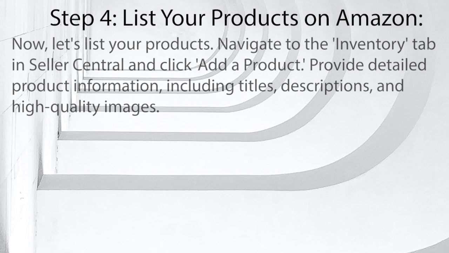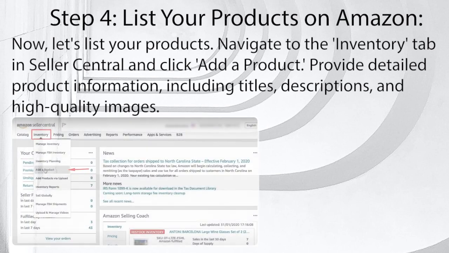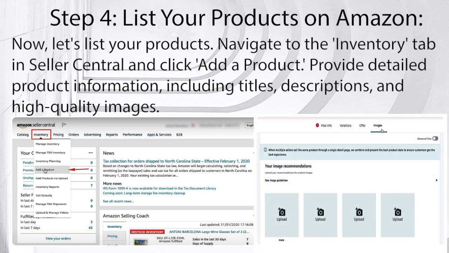Step 4. List your products on Amazon. Now, let's list your products. Navigate to the Inventory tab in Seller Central and click Add a Product. Provide detailed product information, including titles, descriptions, and high-quality images.